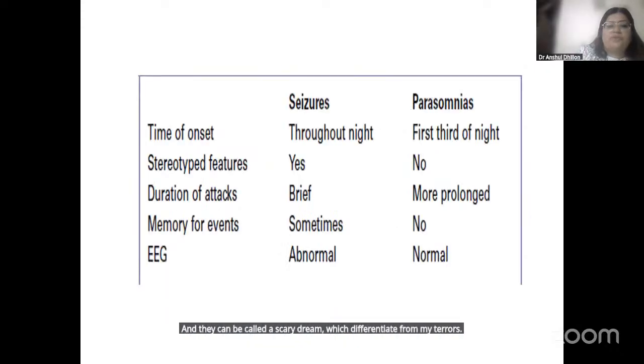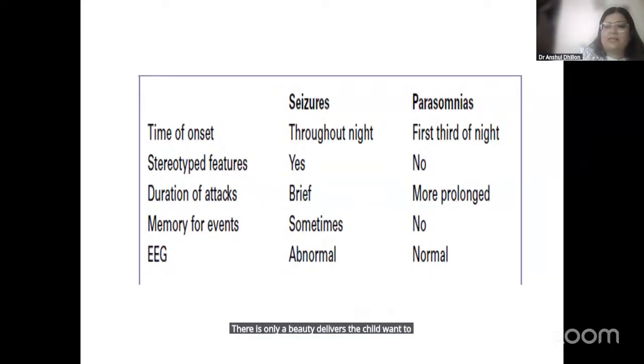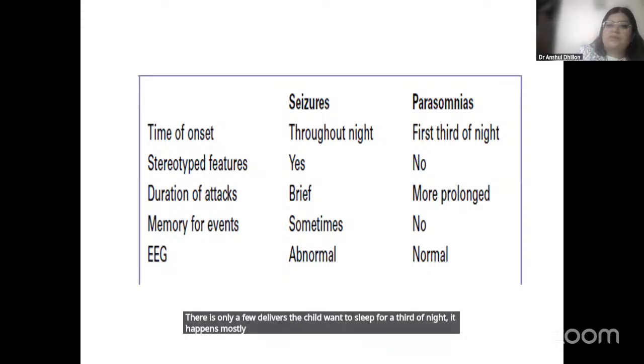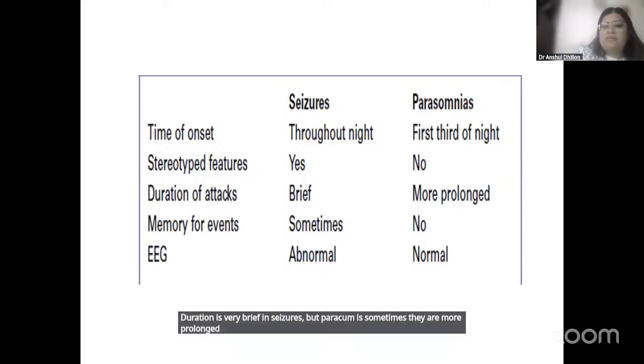So seizures, how do you differentiate? It's again a gray zone here. Seizures could happen throughout the night. Parasomnia usually happens in the first third of the night, once the child has gone to sleep. Stereotypic features happen in seizures, but are not observed in parasomnia. Duration is very brief in seizures, but in parasomnia it is sometimes more prolonged. And memory is again a gray zone, so we have to go for a video EEG to correlate these moments.